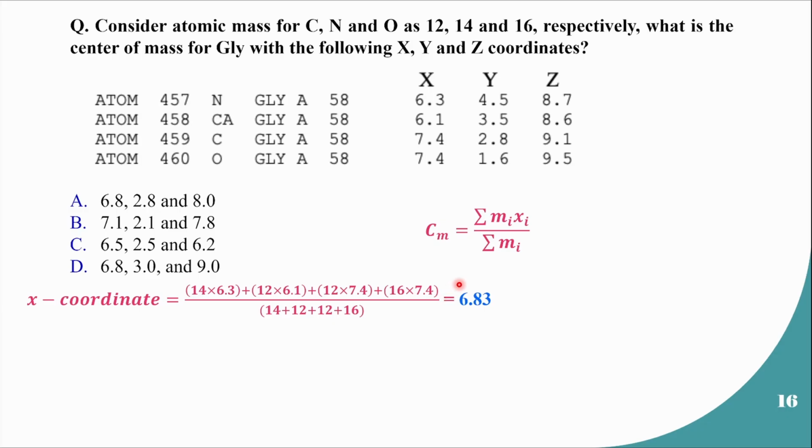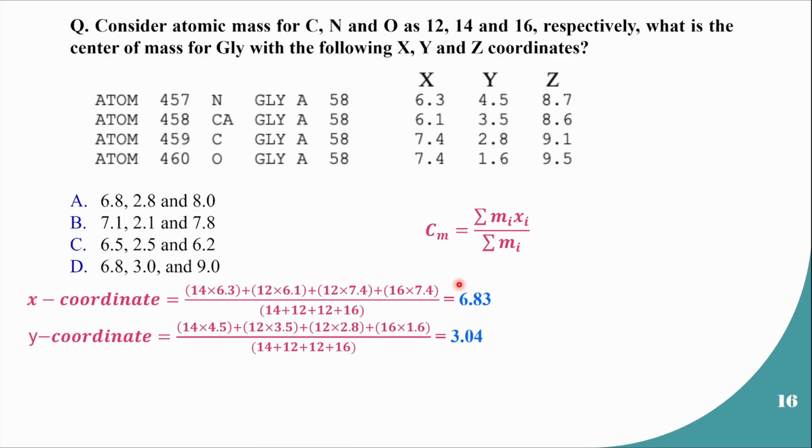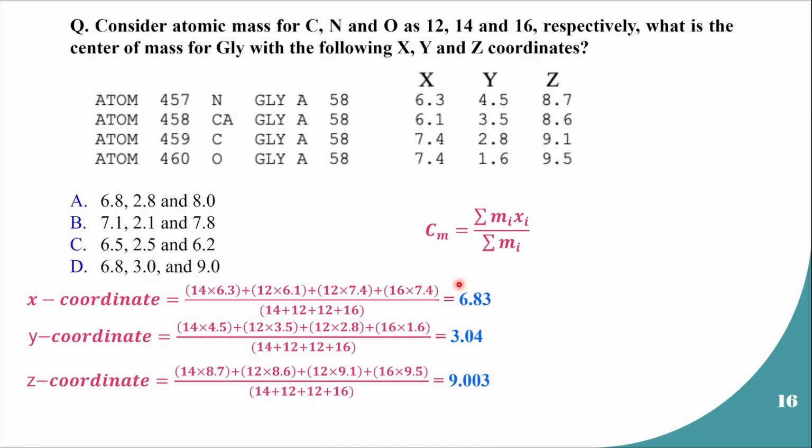So can somebody maybe share what the answer could be? It should be something between A and D, right? I see one answer D in the chat. If you do the calculation for the y coordinate as well, and for the z coordinate as well, you'll see the values 6.83, 3.04, which is close to 3.00, and 9.003, so 9.0 here. So in this case, the answer will be D, as I see in the chat, multiple people have said. So if you get these sort of numeric questions, you can apply this formula to reach the answer, basically, right?